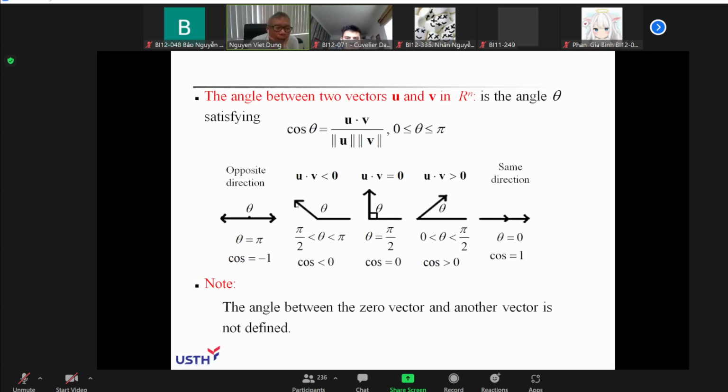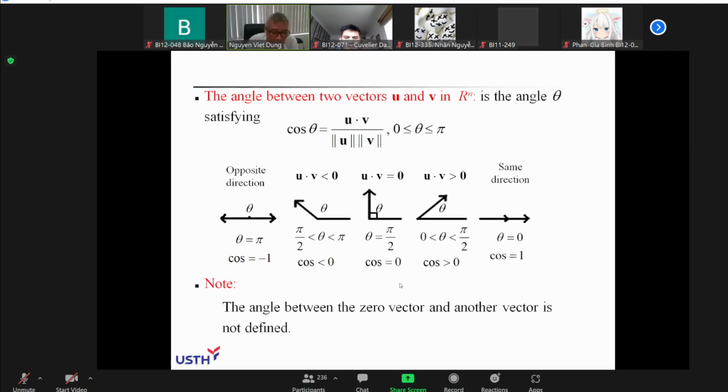The next one is here. That is the case of the obtuse angle, góc tù. And in the middle, we have the case of the right angle, góc vuông. And here is the acute angle. And the last one is the zero angle. Two vectors have the same direction.